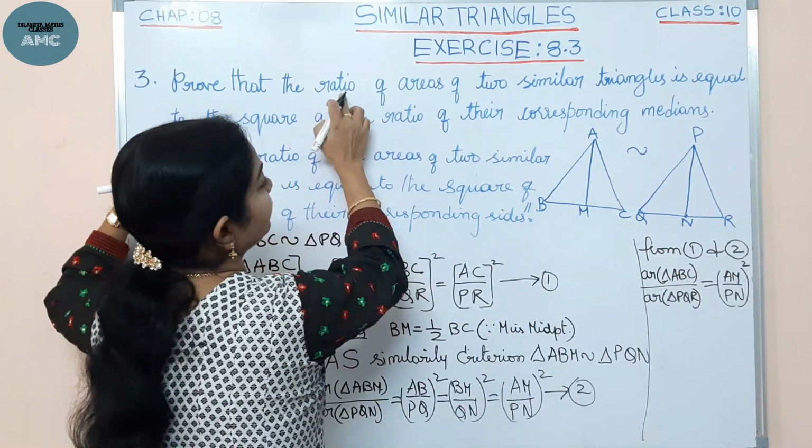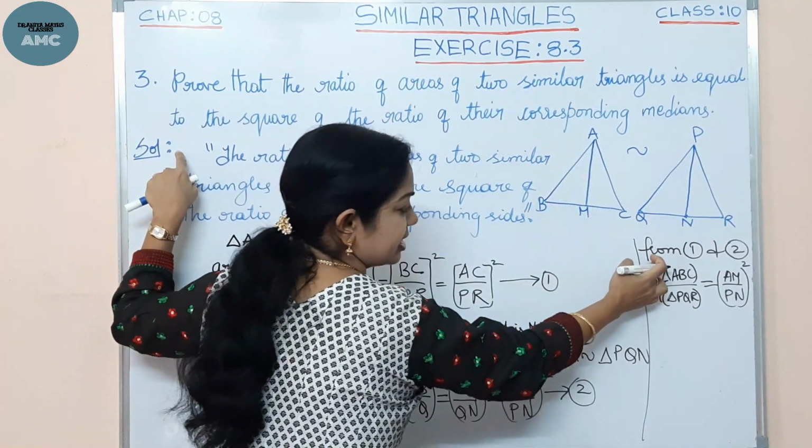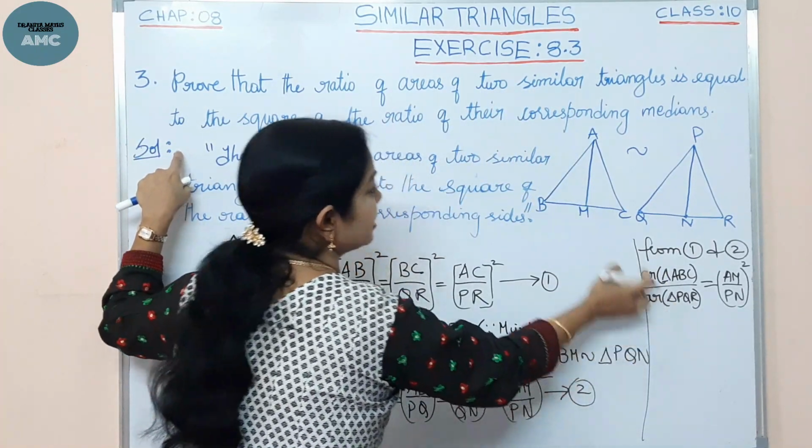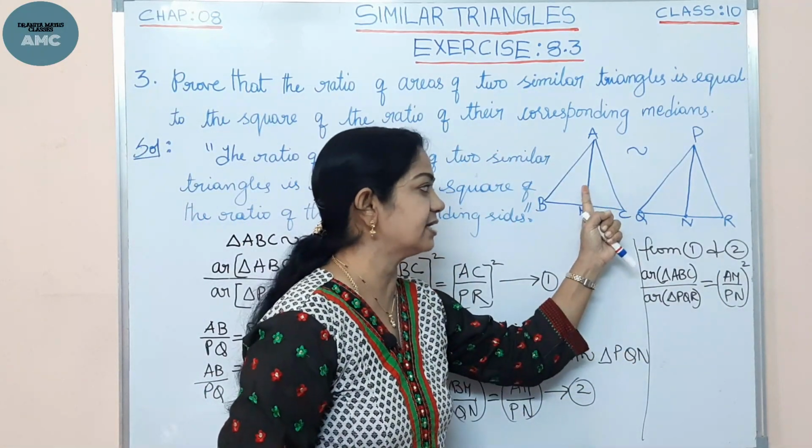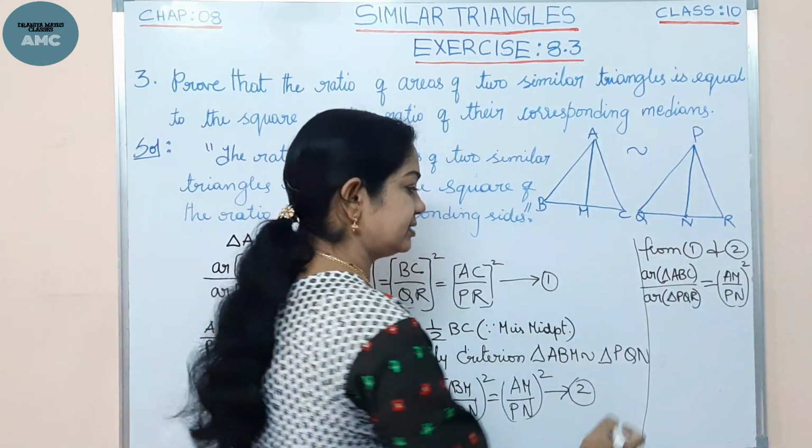So we have proved what was to be proved: the ratio of the areas of two similar triangles is equal to the square of the ratio of their corresponding medians. The medians are AM and PN. Hence proved.